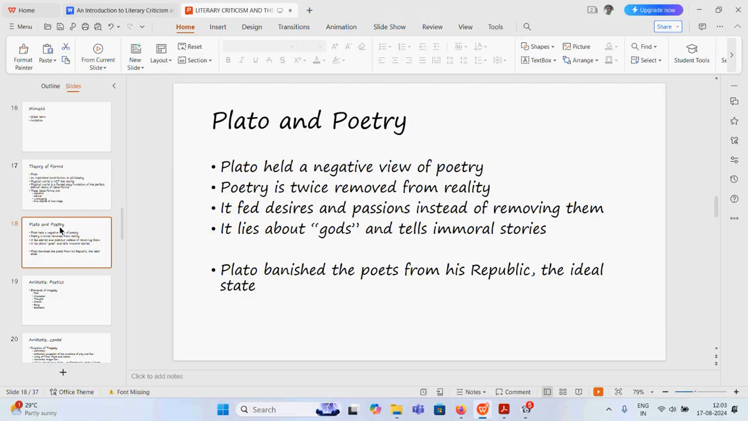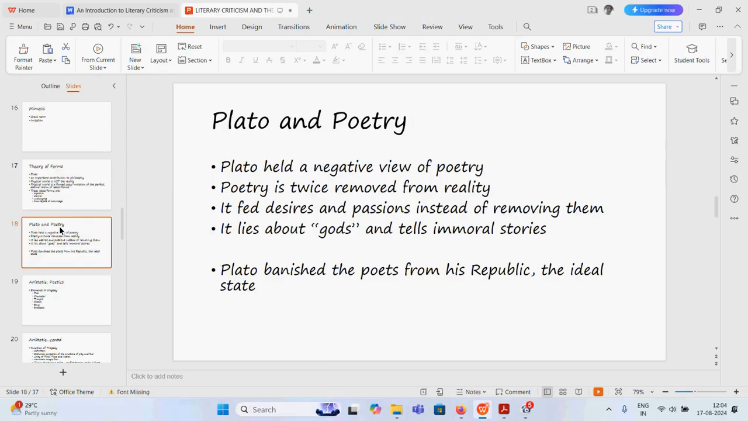Plato lived in the classical period, believed in the concept of multiple gods, and he says that poetry lies about gods and it tells immoral stories. This is Plato talking about his contemporary times, talking about writers who lived before him. He finds that poetry, literature, does not tell the truth about the creators. It does not tell the truth about the stories that are depicted in it. And the stories that are depicted are not moral stories. They are immoral. Hence, he holds a very negative view about poetry or literature.